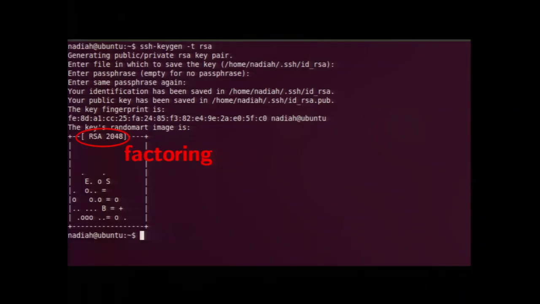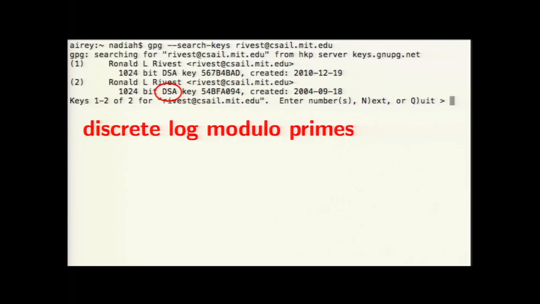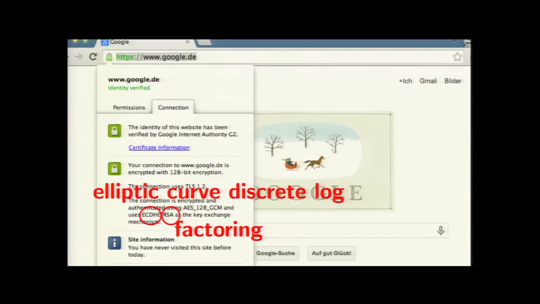Some examples, just to make this really concrete. Here I'm generating an SSH key. It's an RSA key. That means I use factoring, or that I hope that factoring is safe. Here I'm looking up Ron Rivest's PGP key. It happens to be a DSA key. That means discrete log modulo prime. And here I have a secure HTTPS connection to Google. It's telling me it's using ECDHE, that's elliptic curve discrete log, and it uses RSA signatures, that's factoring. This is all we have. Look at any crypto system that you use, this is what you'll see.